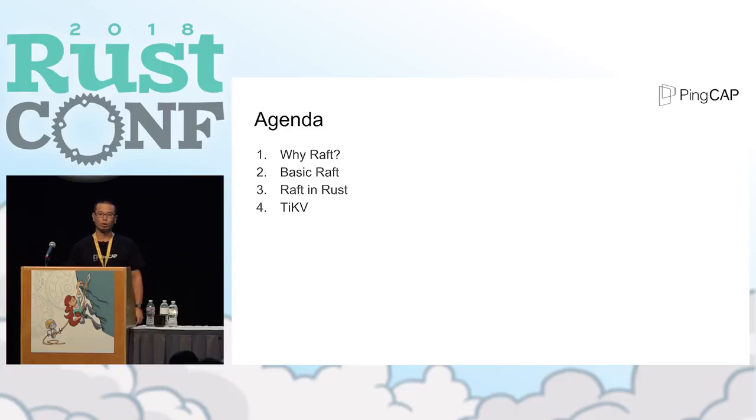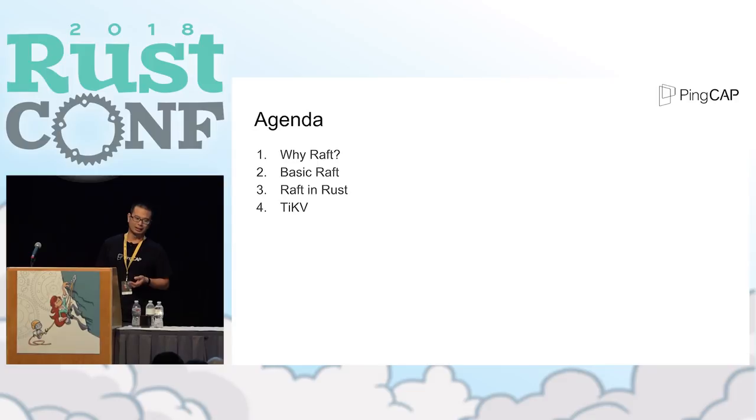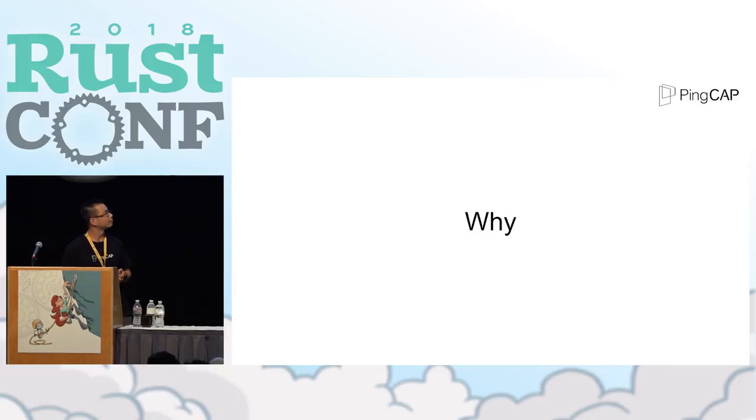Today's agenda for this talk: I have four parts. At first, I will talk about why we need to use Raft. Then I will give a brief introduction about Raft. Then I will show you how we use Raft in Rust. And in the end, I will talk about something about our product, TiKV. Okay, let's begin.